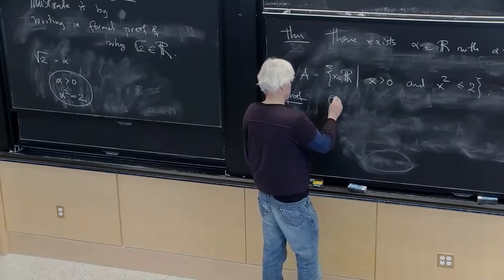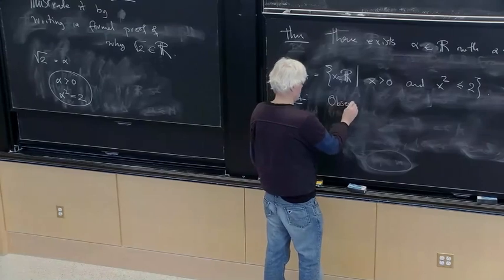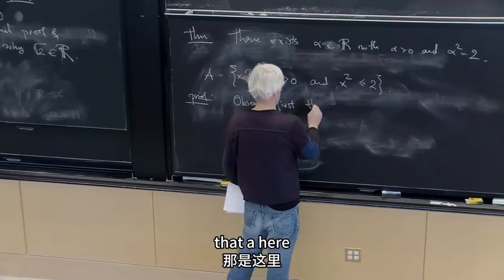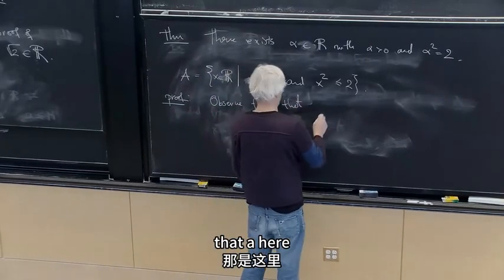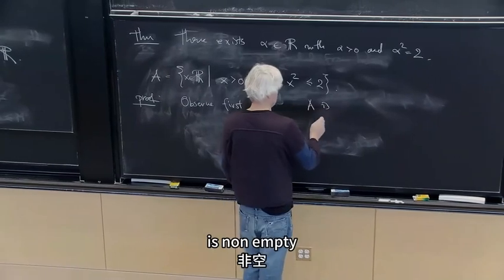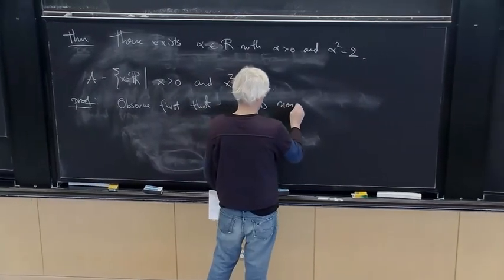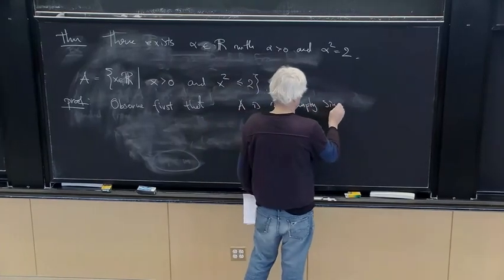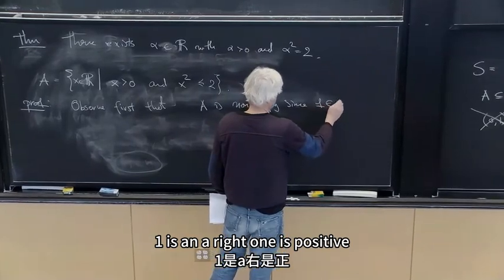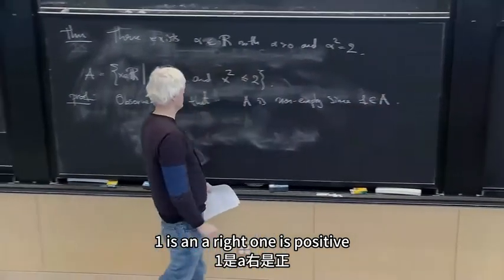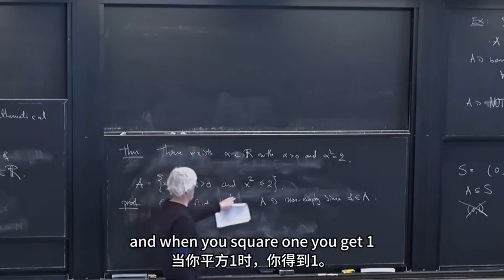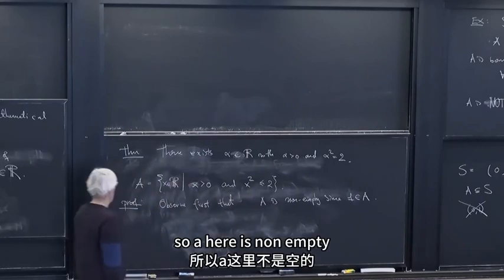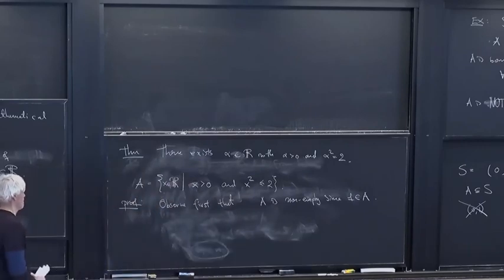Observe first that A here is non-empty, since 1 is in A. Right? 1 is positive, and when you square 1, you get 1, so this is definitely less or equal to 2. So A here is non-empty.